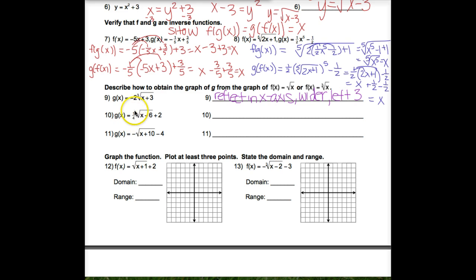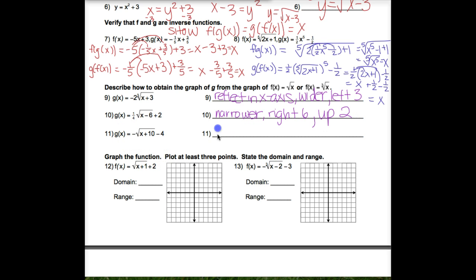On 10, I don't have a negative, so there's no reflection. This 1/4 means that this is going to be a narrower square root graph than the parent graph. This -6, since it's under the radical, that means I go the opposite direction. So a -6 here means I'm going to be moving right 6. This plus 2 is outside the radical, so it keeps its sign. Positive vertical shift means up 2.